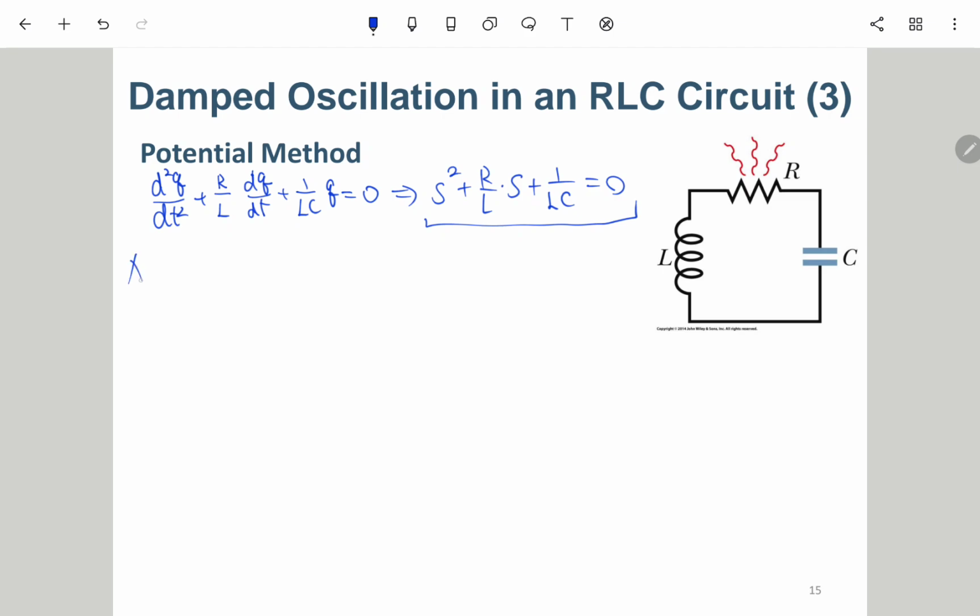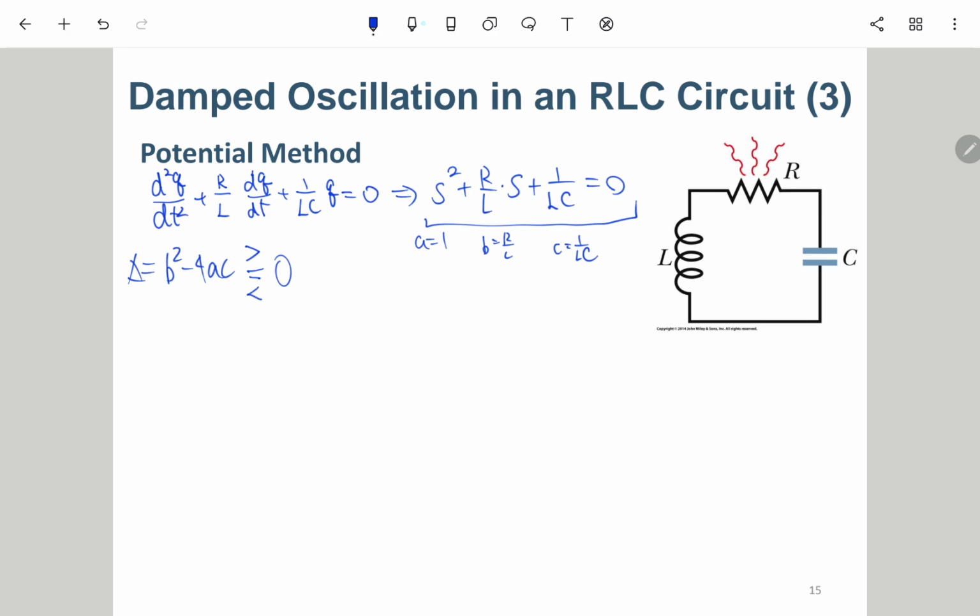Delta equals b squared minus 4ac, where a is 1, b is R over L, and c is 1 over LC. Try to distinguish this small c and capital C. So b squared minus 4ac can be larger than 0, equal to 0, or smaller than 0.